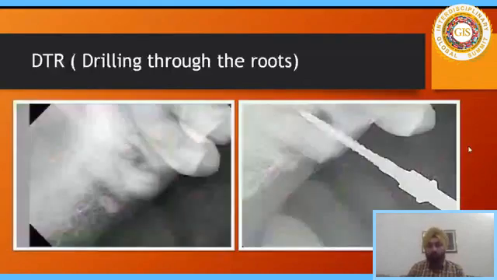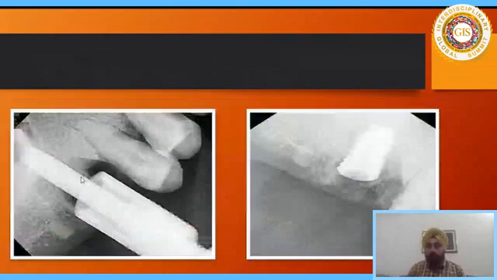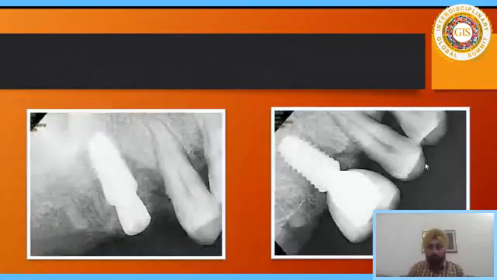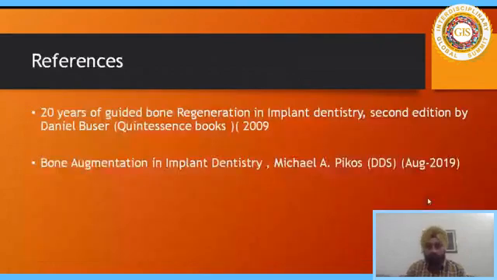BTR drilling through the roots. This is another protocol for correct 3D angulation of the implant. We just go through the roots. This is the lateral stopper here. This is an implant after healing, and this is an implant. These are the references. Thank you so much.